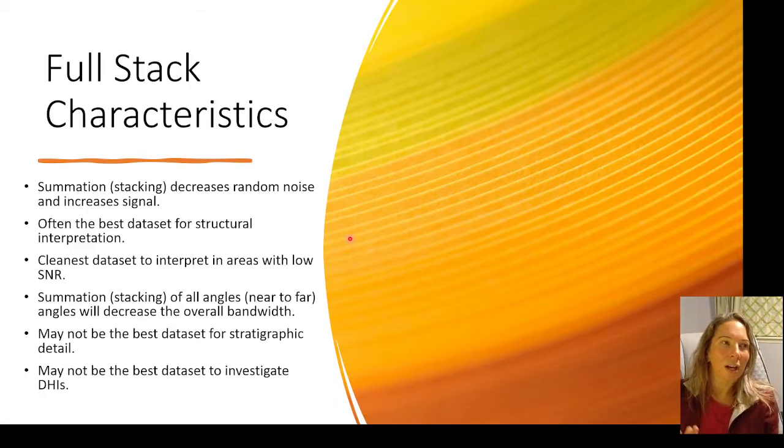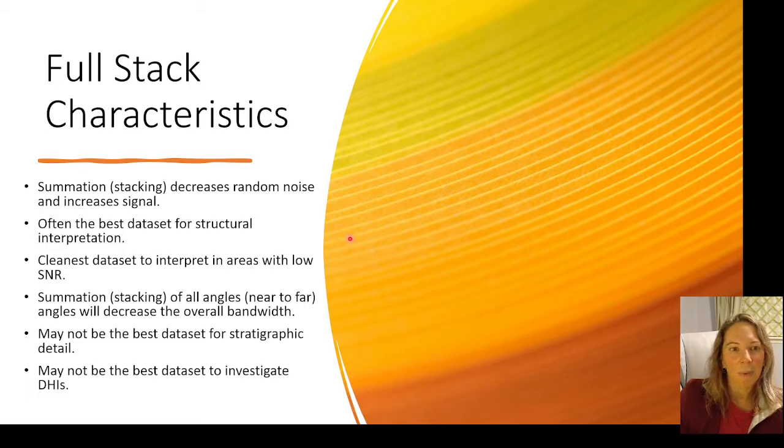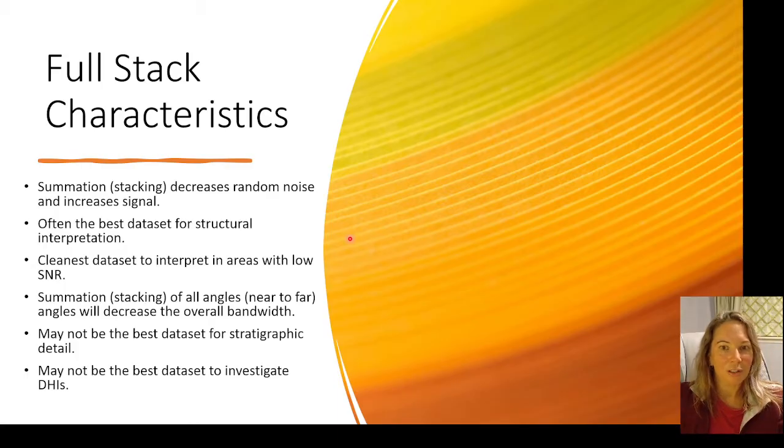With a lot of what I'll be showing you in these lectures, we're going to be talking about full stack data. This is typically the data set that probably 95% of us start out interpreting, because full stack data includes all the angle offsets. So it has the greatest amount of fold. And they're really great for structural interpretation. And they are even pretty good for stratigraphic interpretation.